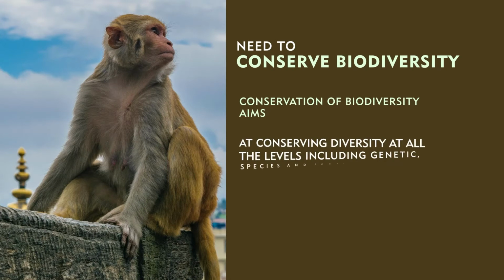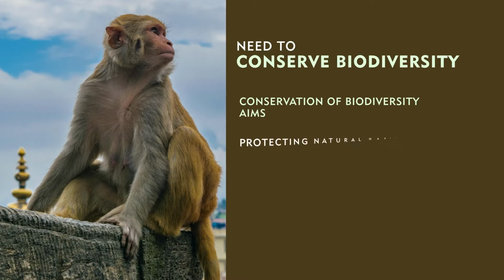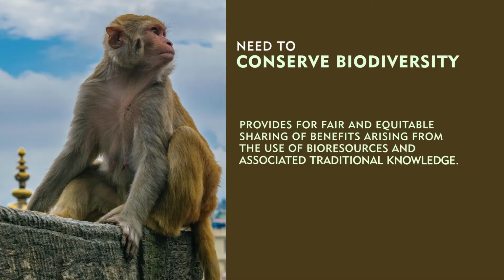The major aims of the conservation of biodiversity are at conserving diversity at all levels, including genetic, species, and ecosystems. It includes promoting sustainable use of all its components, including plants, animals, and microorganisms. Protecting natural habitats from degradation and fragmentation is also an important part of a biodiversity conservation program. Conservation of biodiversity also provides for fair and equitable sharing of benefits that arise from the use of bioresources and associated traditional knowledge.